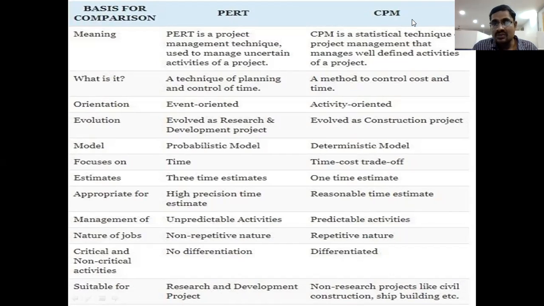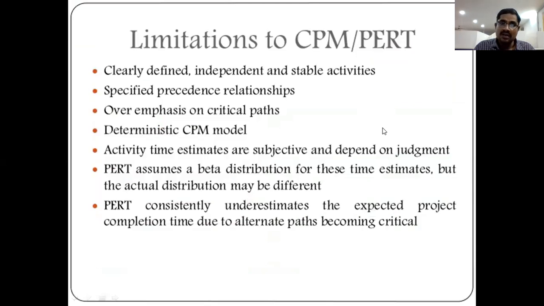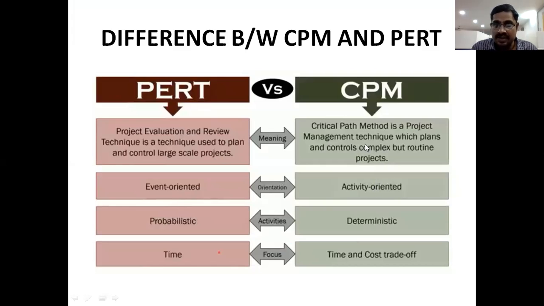CPM is suitable for non-research projects, right? It focuses only on construction projects. This is the difference between CPM and PERT. Finally, CPM is routine and PERT is non-routine. CPM is for simple and complex projects, and PERT is used for large, very large, huge projects.